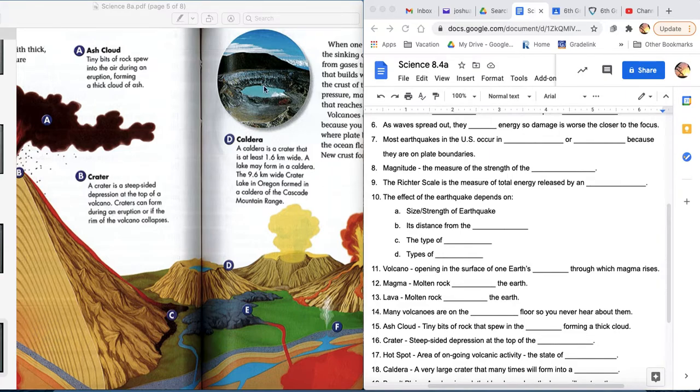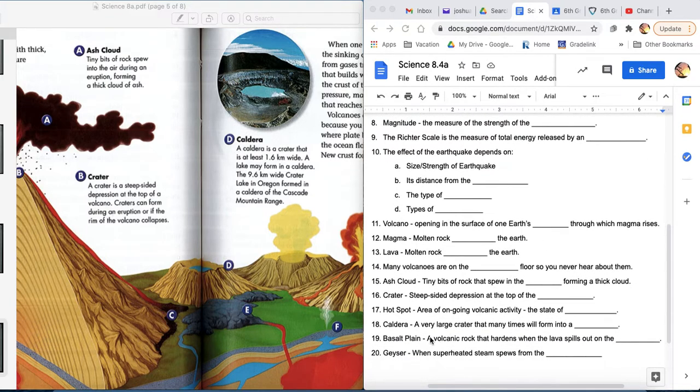Crater Lake you can see crystal clear is because you're up on top of a mountain, guys. There's no pollution to it. So it's just a gorgeous, gorgeous lake. Okay, so I wrote down large crater. Many times it'll form into a lake.